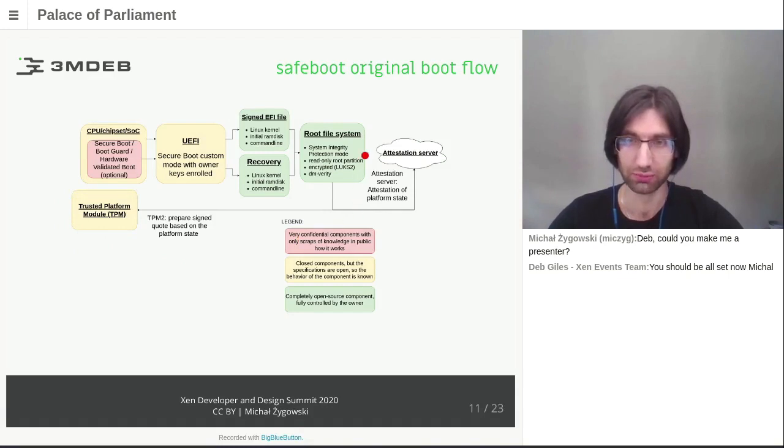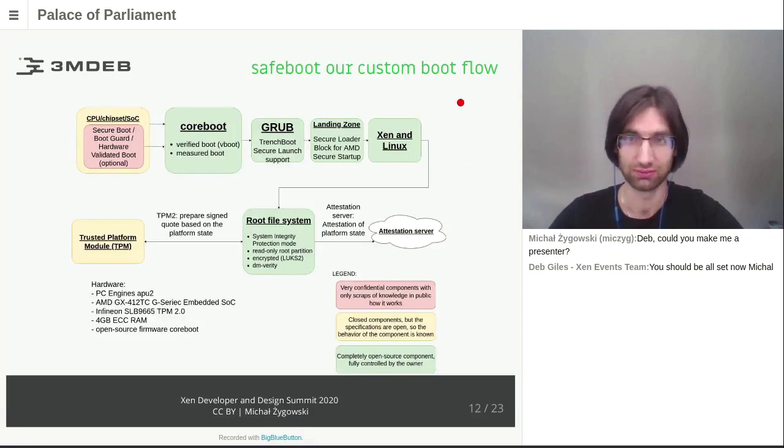And then if we are booted to the operating system, we may perform the attestation. So we request the TPM to prepare a signed quote based on the platform state, and we send it to the attestation server to verify it and tell whether the platform is in a trusted state or not.